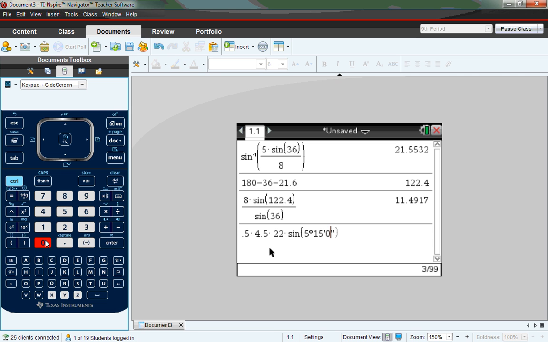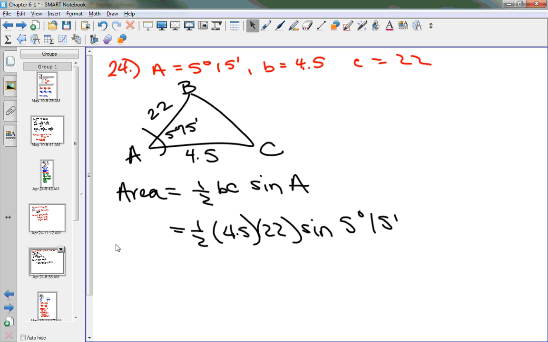To give you 4.5. 4.5 what? Did it take it? Yeah. Gives you 4.5 square units. Why square units? Because of this area. That's your area.